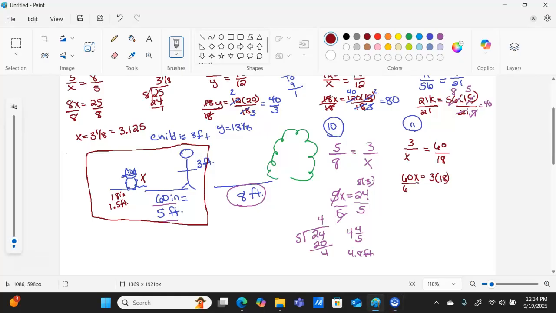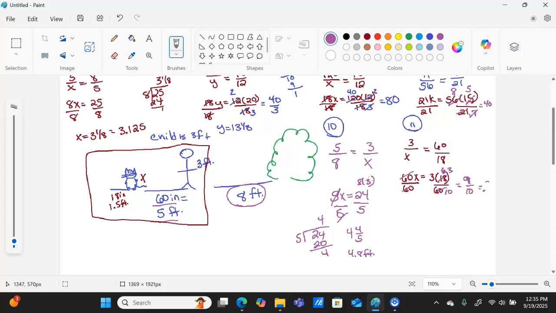So I kept those separate again because I saw that 60 and 18 were both multiples of 6. So that's going to give me 10 and 3. I get 9/10.